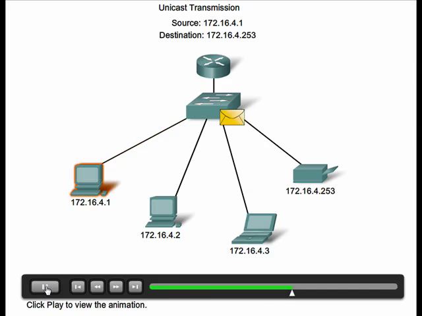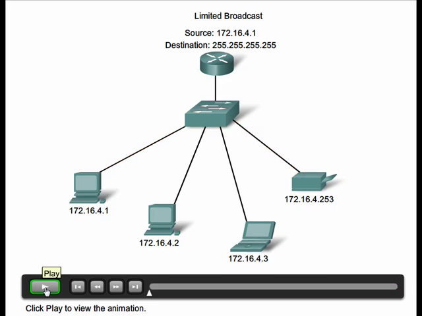Unicast transmission is used for the normal host-to-host communication in both a client-server and a peer-to-peer network. Unicast packets use the host address of the destination device as the destination address in the IP packet. Broadcast transmission is used to send packets from a host to all other hosts on a network. In this case, the packet contains a broadcast address as its destination address. When a host receives a packet with the broadcast address as the destination, it processes the packet as it would a packet to its unicast address.